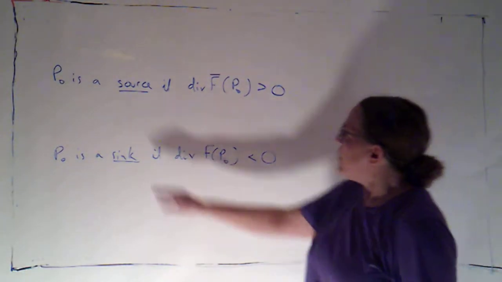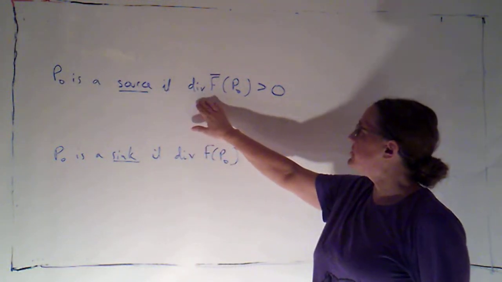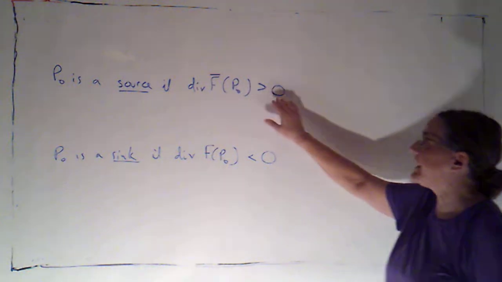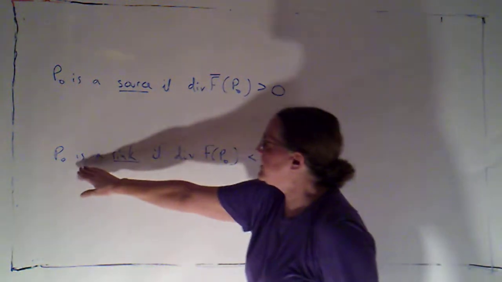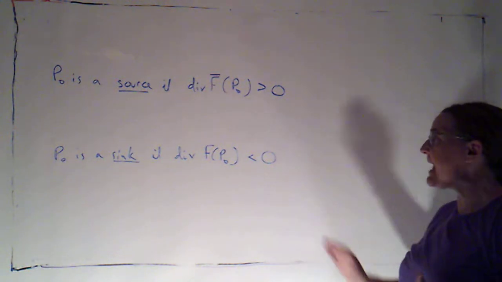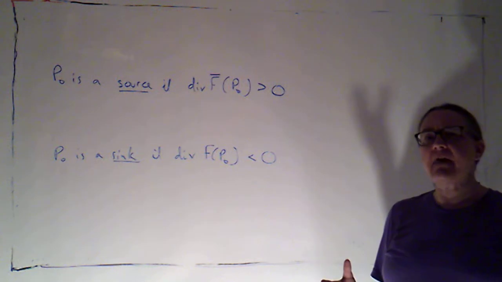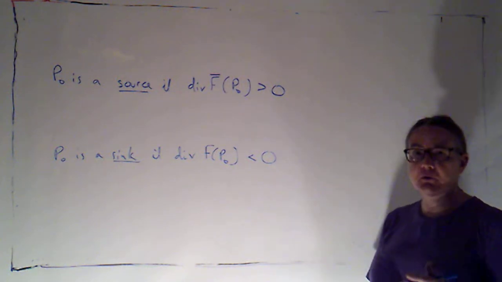Okay, two more vocabulary words for this section. We say that a point P naught is a source if the divergence of our vector field F at P naught is positive. And we say that a point is a sink if the divergence at that point is negative. Okay? And I want to just explain that in the context of fluid flow.